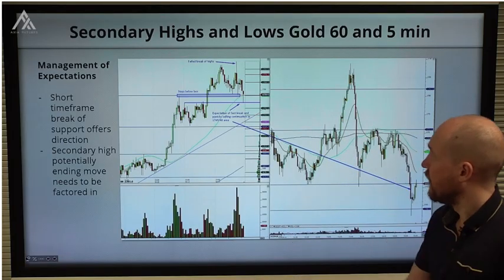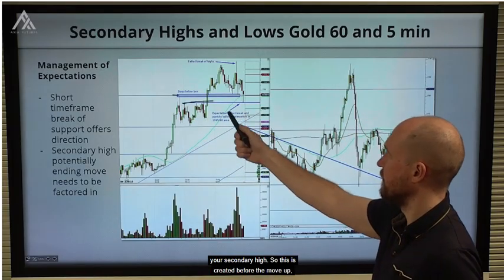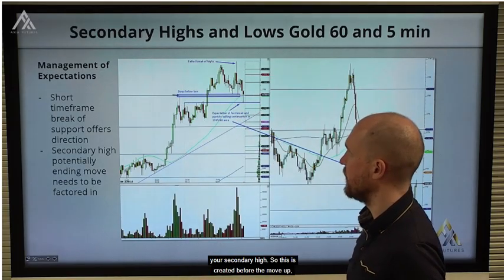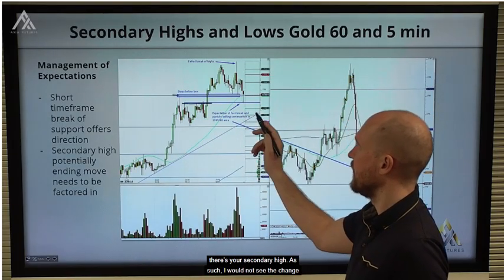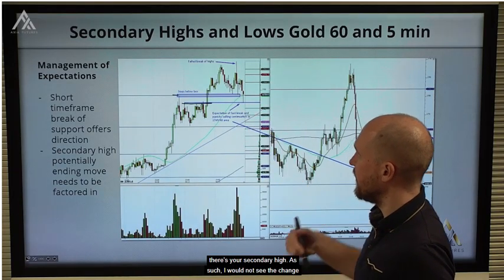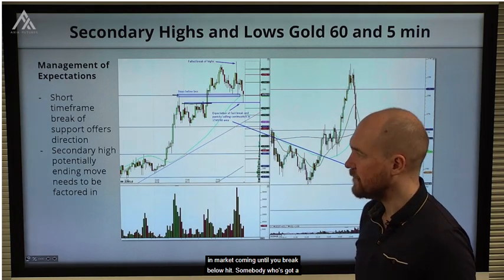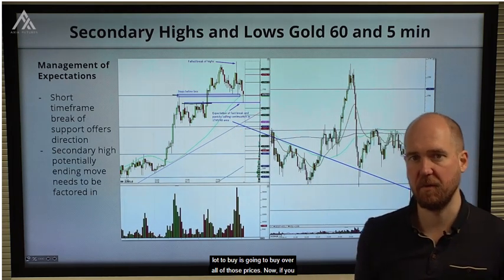So what we've got here then is what I would call the high and then your secondary high. So this is created before the move up. There's your secondary high. As such, I would not see the change in market coming until you break below here. Somebody who's got a lot to buy is going to buy over all of those prices.